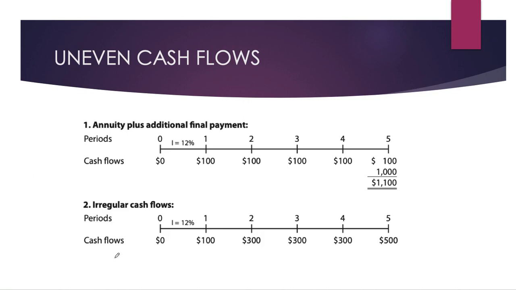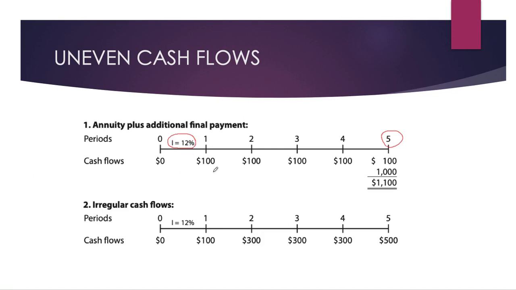So here we have the uneven cash flows, and we have seen the even cash flows in the previous video. We have talked about how to calculate the present value or the future value of an annuity. So if we have the annuity that is given, let's say, for 5 periods or 5 years, you can think of this as evenly distributed time periods. And this interest rate is given as 12%.